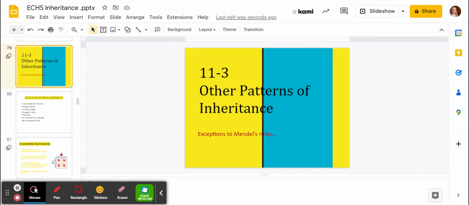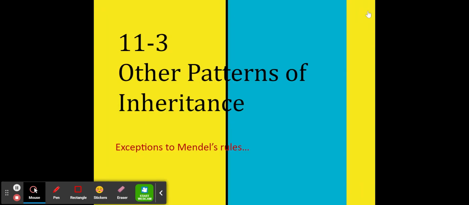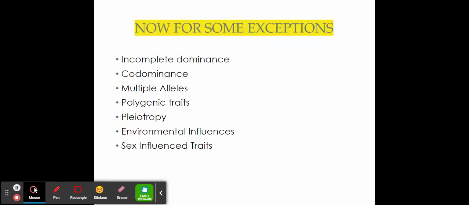Okay, so this is our next set of notes in the genetics unit over other patterns of inheritance. What this means is these are going to be exceptions to Mendel's rules, where prior to this, in Mendelian genetics, or our typical genetics, traits are either dominant or recessive. It's either going to be this trait or that trait, and there is no gray in between area. With these other patterns, there are gray areas, where it's a little bit of this and a little bit of that mixed together.